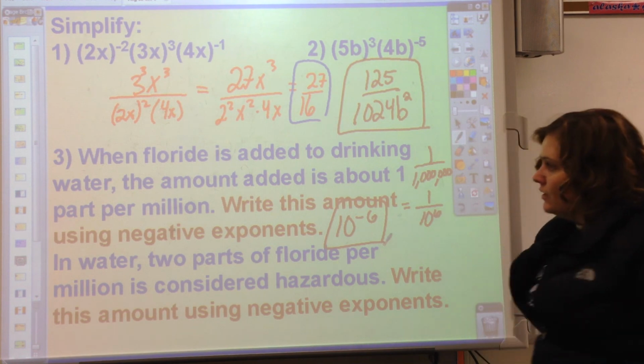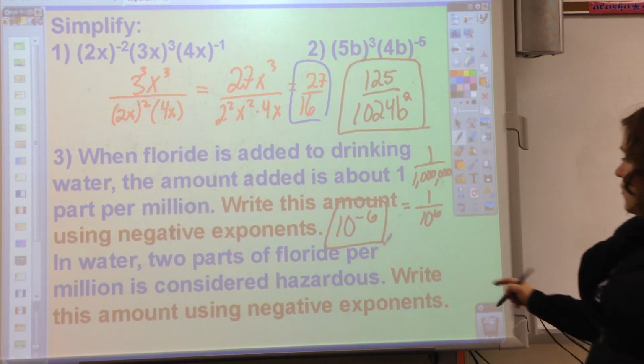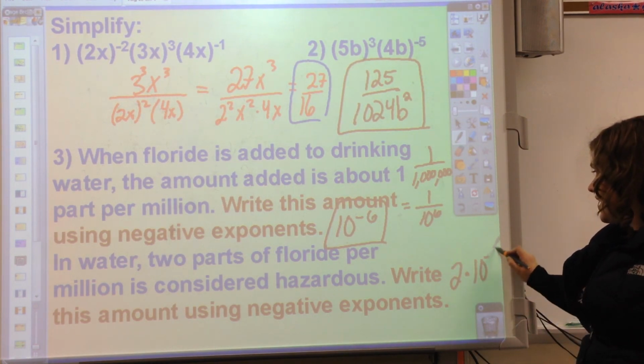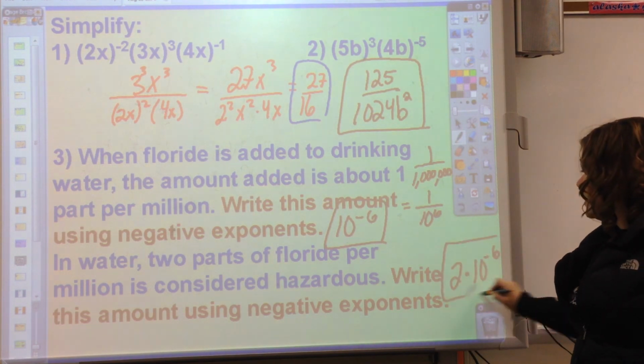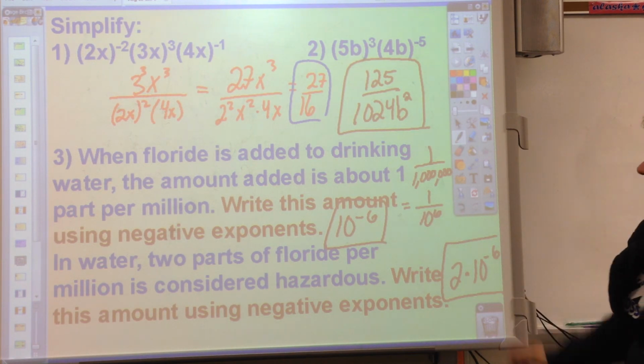Yeah, absolutely I can. 2 parts of fluoride is considered hazardous. If I want to write that with exponents, I would simply write 2 times 10 to the negative 6. Could I combine these? No, because my bases are not the same. I cannot simplify, and I'm done.